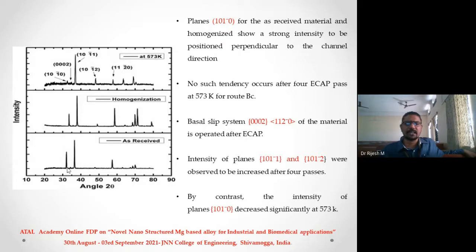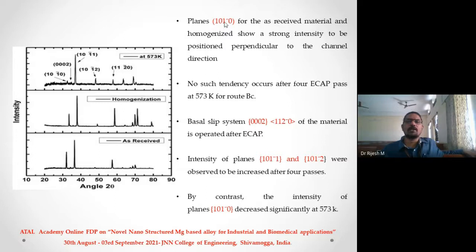These peaks correspond to the peaks of magnesium. When you homogenize it for a longer time, you get the same peaks because it's the same magnesium again. There will be some peaks which must be shooting up because of stress relieving and other things. But if you look at this material after ECAP, what must have happened is that some planes which were never active have now got activated.